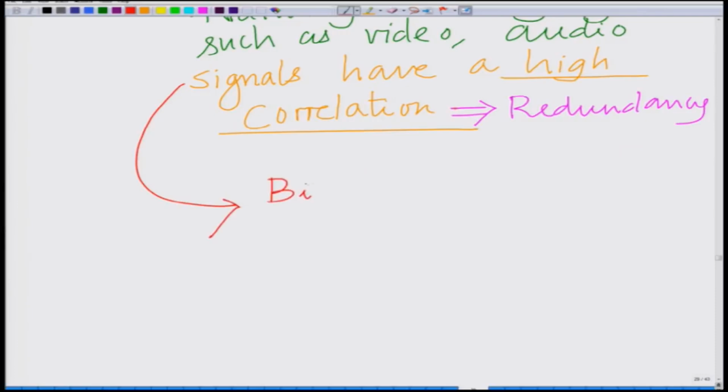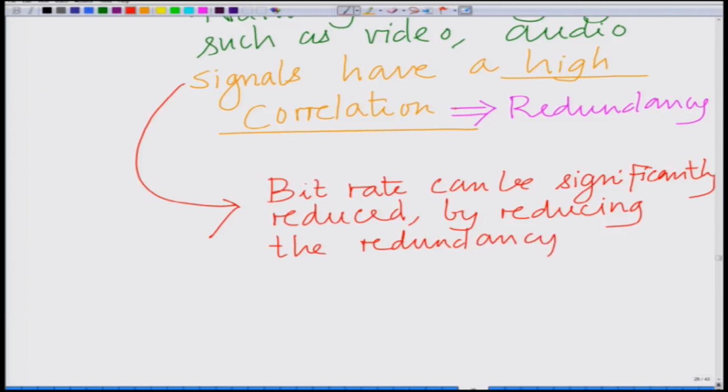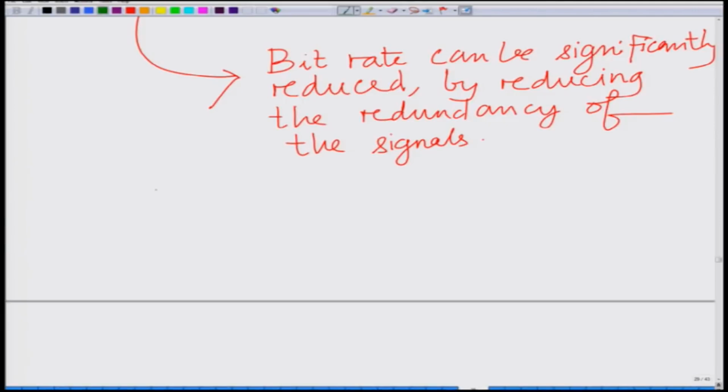So, they are correlated, which leads to a lot of redundancy. The bit rate, which means the number of bits required to encode each sample, can be significantly reduced by reducing the redundancy of this signal, and this is what DPCM tries to achieve.